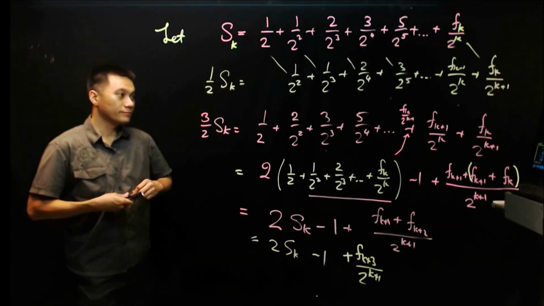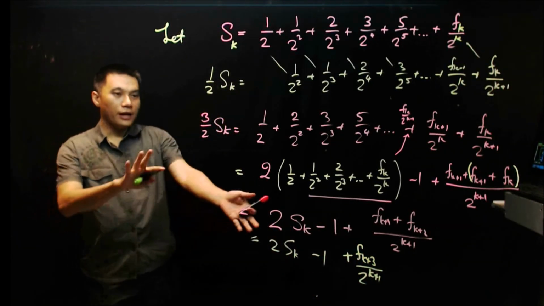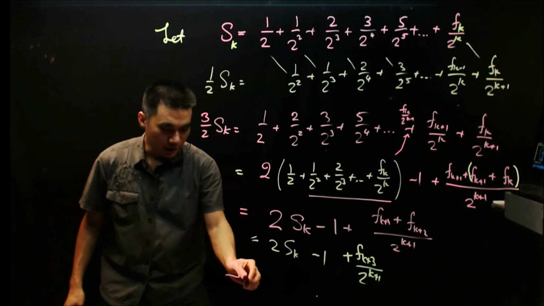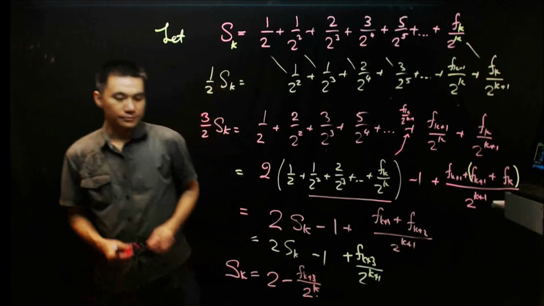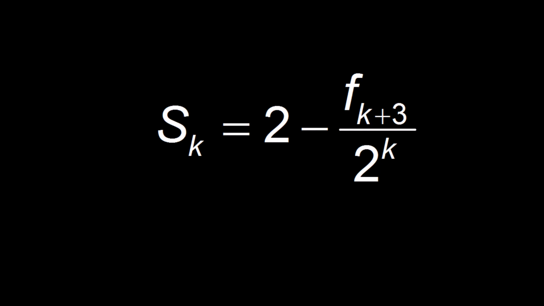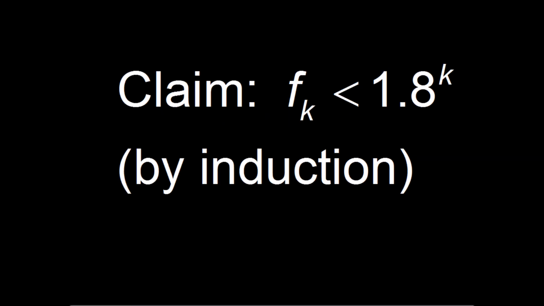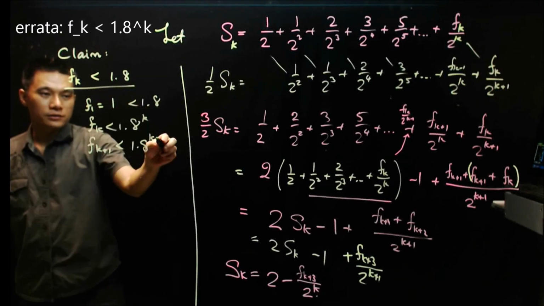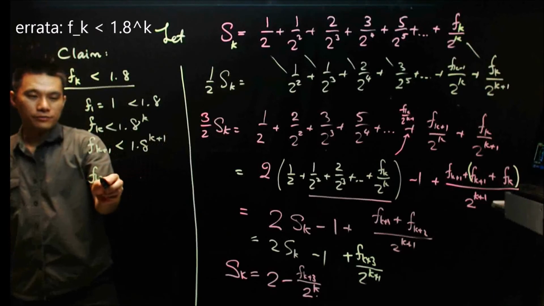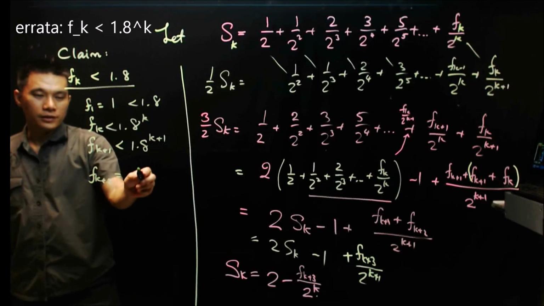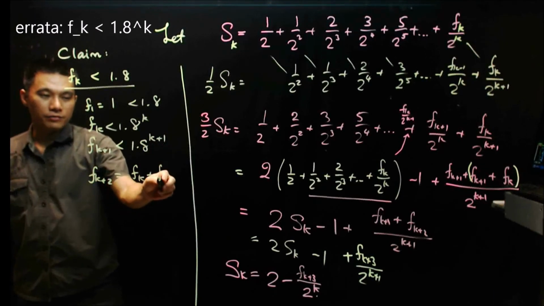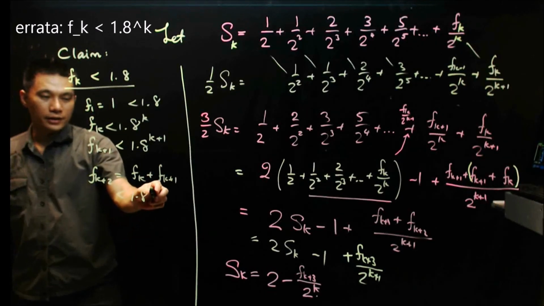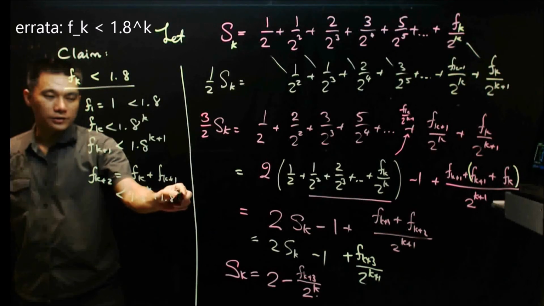So after I manipulate it a bit, finally I have S_k. We claim F_1 is true, less than 1.8. Suppose this is true. What happened for F_(k+2)? It is equal to F_k plus F_(k+1), and this is less than 1.8^k plus 1.8^(k+1).